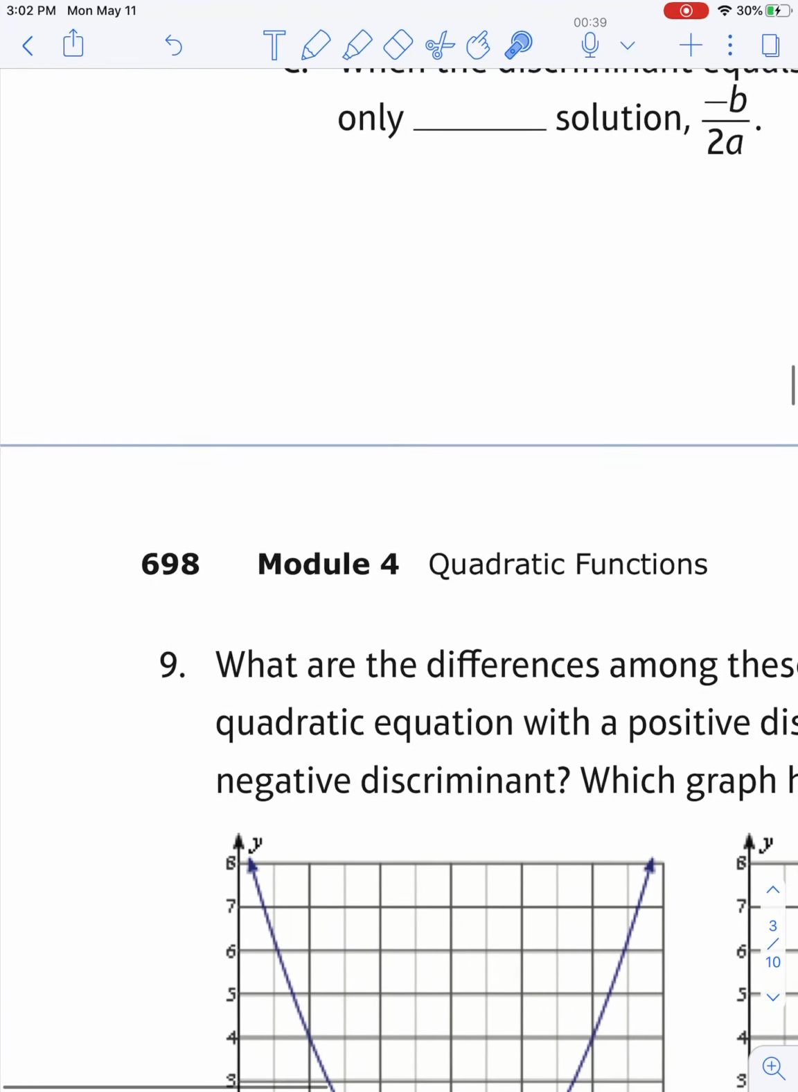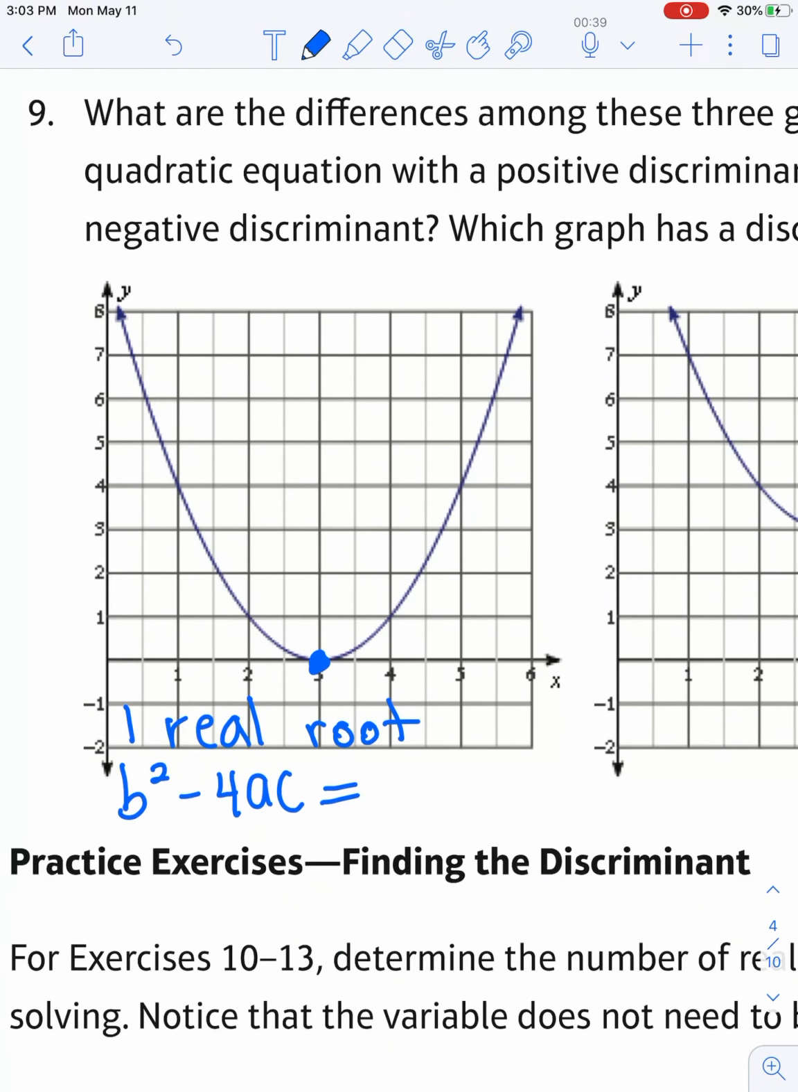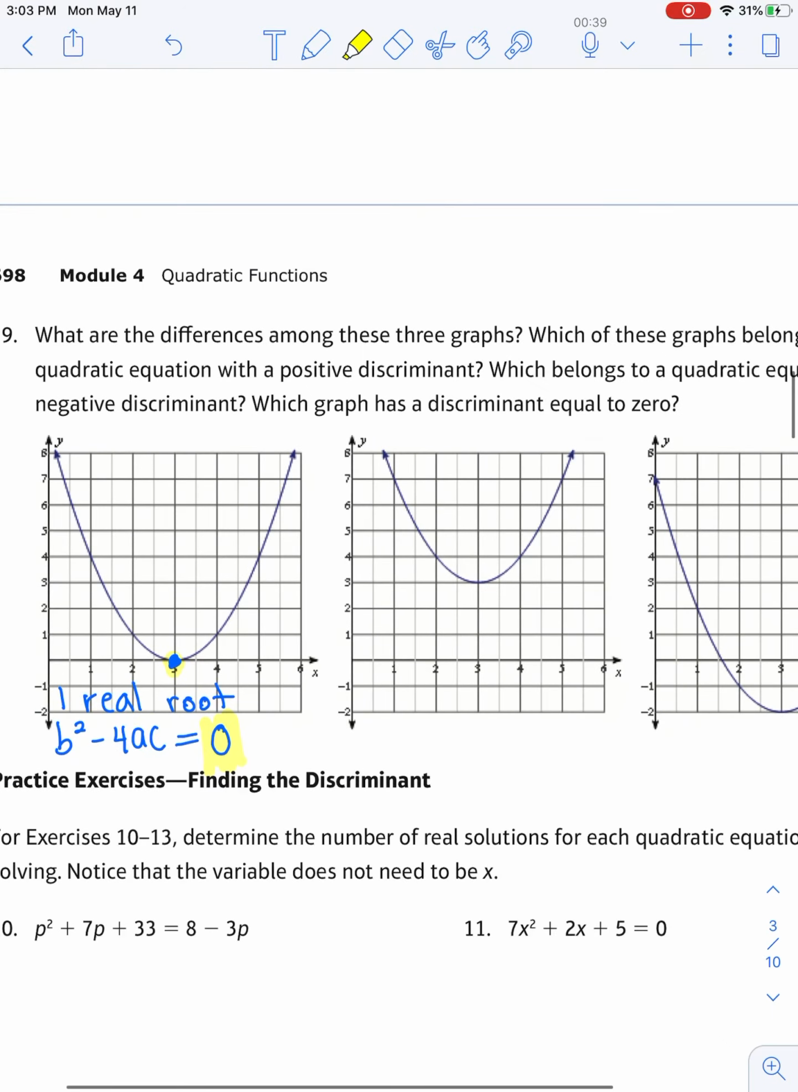So down here, b squared minus 4ac is going to be 0. That would be the nature of this root because there's only one x-intercept right here. All right, let's look at the next one and compare it.